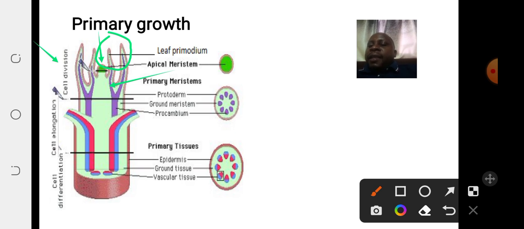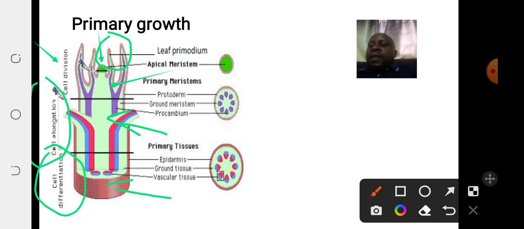Now, what are the events occurring at the zone of cell elongation? At the zone of cell elongation, usually the cells that have been formed at the apical meristems elongate by forming some vacuoles. So vacuoles start to form at this particular point. Hence, the cells elongate.